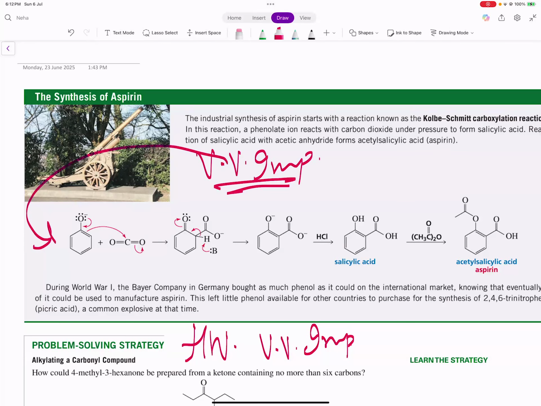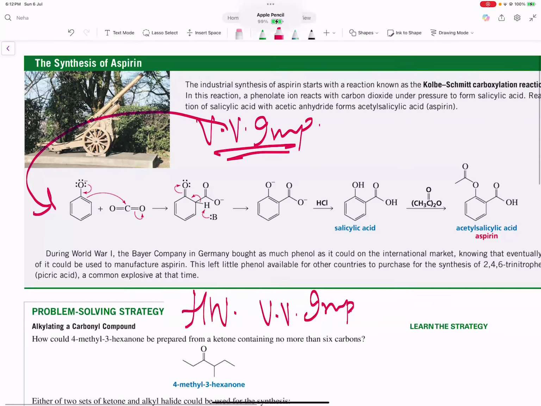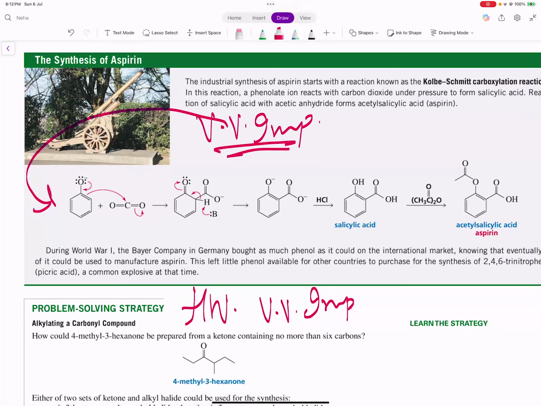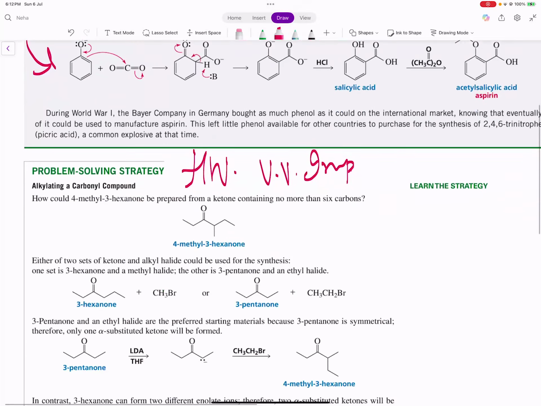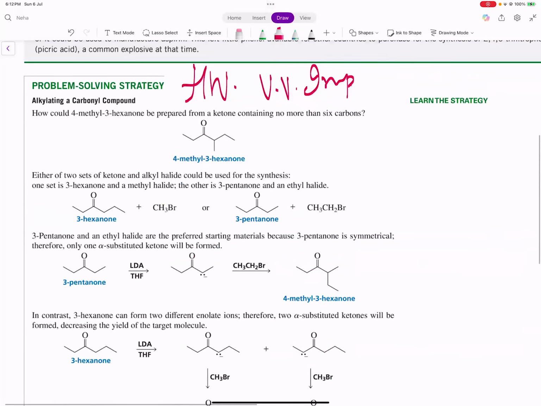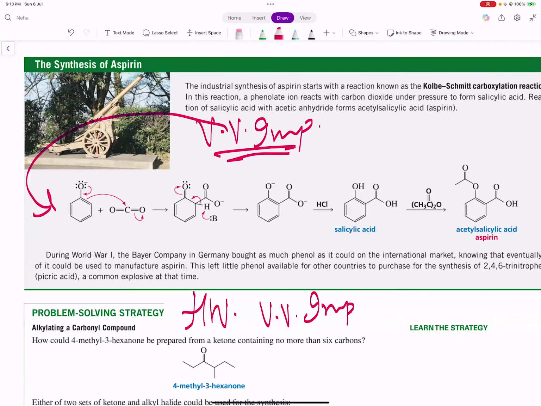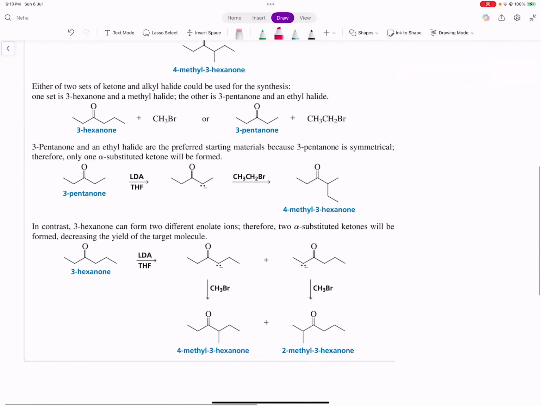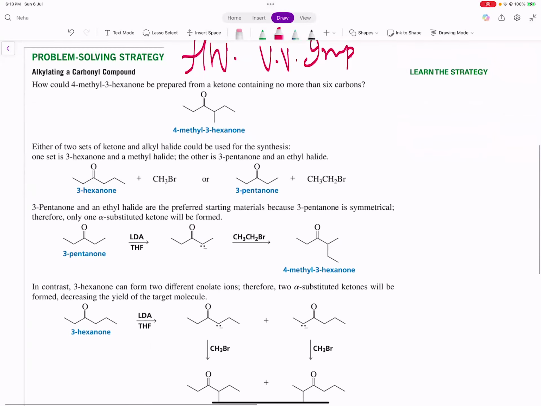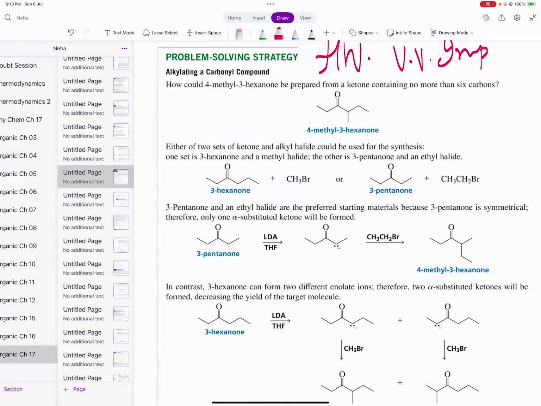See now what is happening. It's the Kolbe-Schmitt reaction. Phenoxide ion, O minus is coming here, C minus going here. I think we'll cover it later also, so we can skip it for a while, because it is nowhere in this. But yes, it's important, so I've written it important. This is the same thing, okay? Alkylating a carbonyl compound.